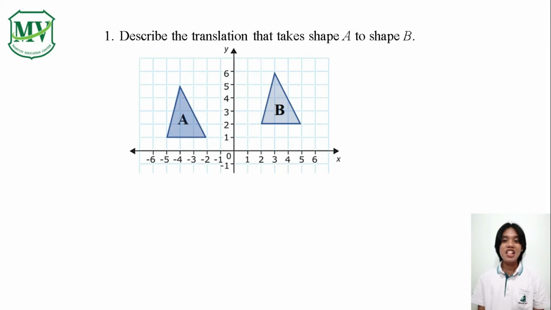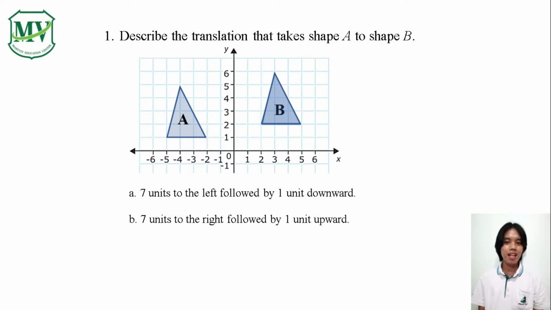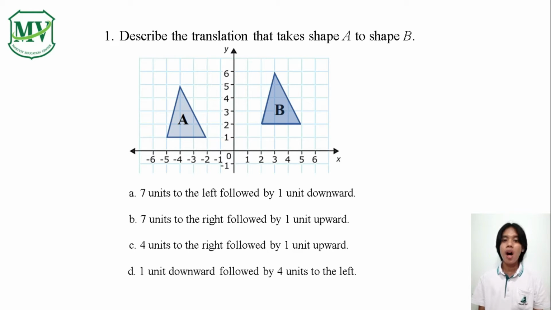Number 1. Describe the translation that takes shape A to shape B. A. 7 units to the left, followed by 1 unit downward. B. 7 units to the right, followed by 1 unit upward. C. 4 units to the right, followed by 1 unit upward. Or D. 1 unit downward, followed by 4 units to the left. So which of these choices best describes the translation?